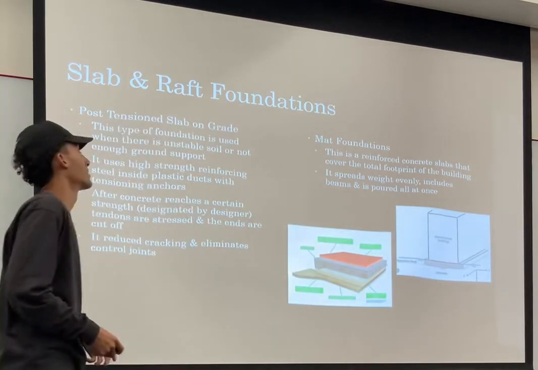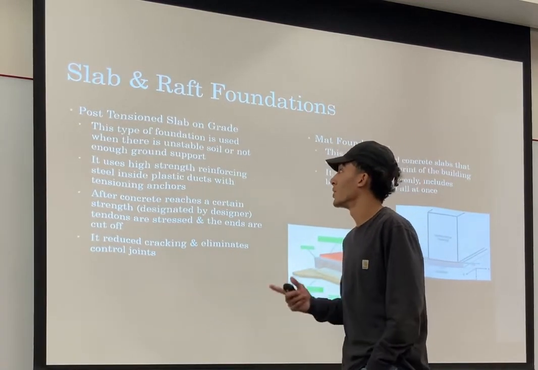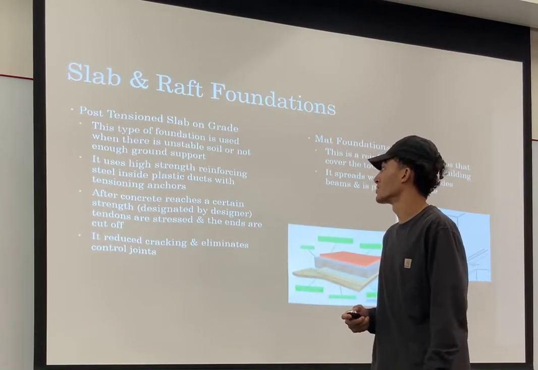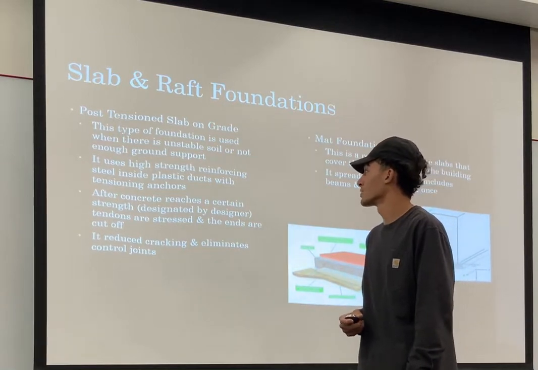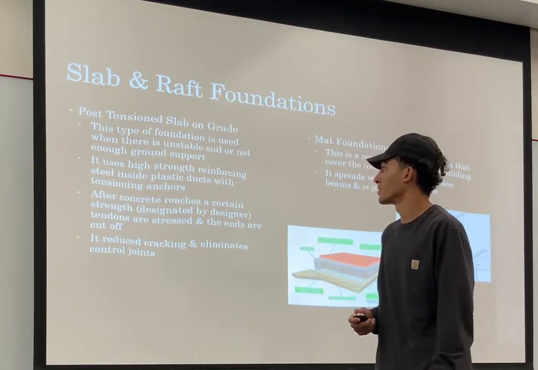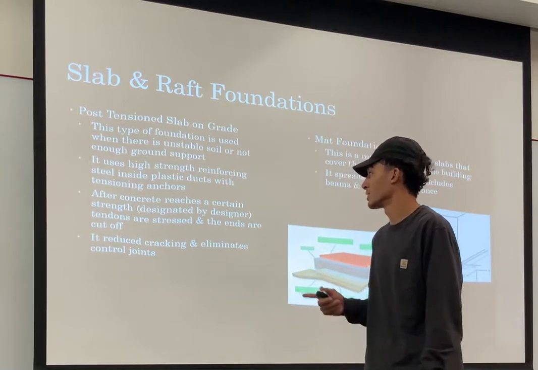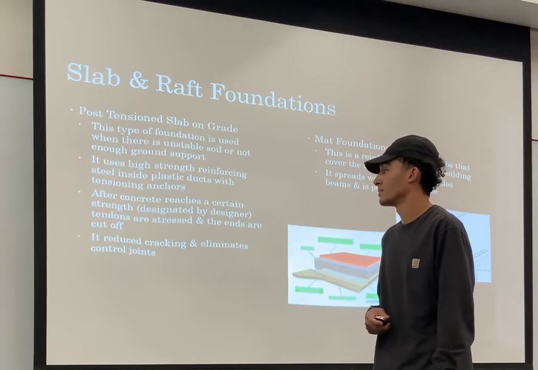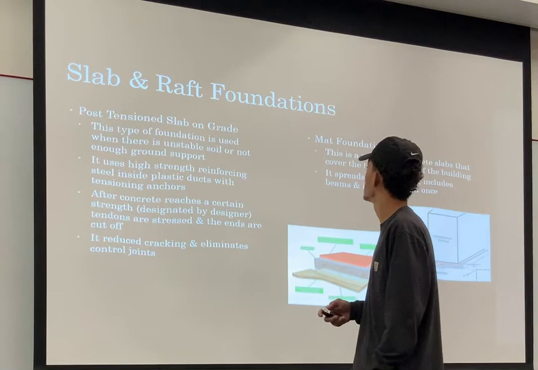Now we're going to be talking about slab and raft foundations. This is the post-tension slab on grade. This type of foundation is used when there is unstable soil or not enough ground support. It uses high-strength reinforcing steel inside plastic ducts with tension anchors. After concrete reaches a certain strength designated by the engineer, tendons are stressed and the ends are cut off. It reduces cracking and eliminates control joints.